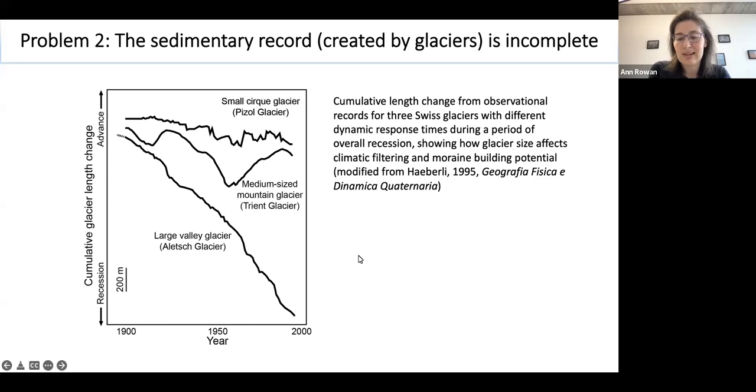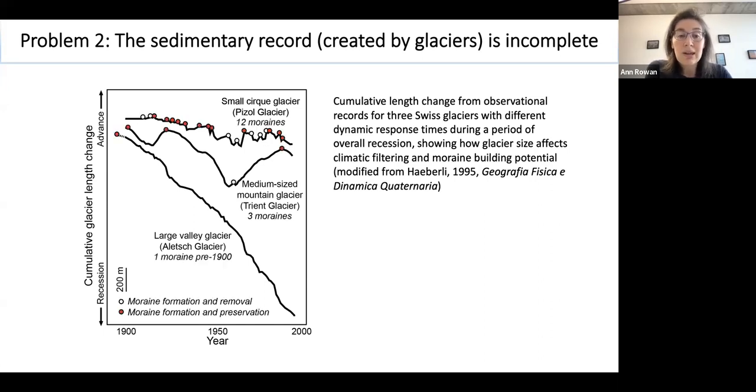And if we think about what that means in terms of moraine formation, if we assume that every time an ice margin expands and then stabilizes or recedes, it builds a moraine, there's going to be a larger number of moraines built by a smaller glacier with a more rapidly fluctuating margin. So the red points show where moraines are formed and preserved, and the white points show where moraines would potentially be formed and removed because the glacier advances over that position again, and so probably could remove that moraine formed during a subsequent glaciation.